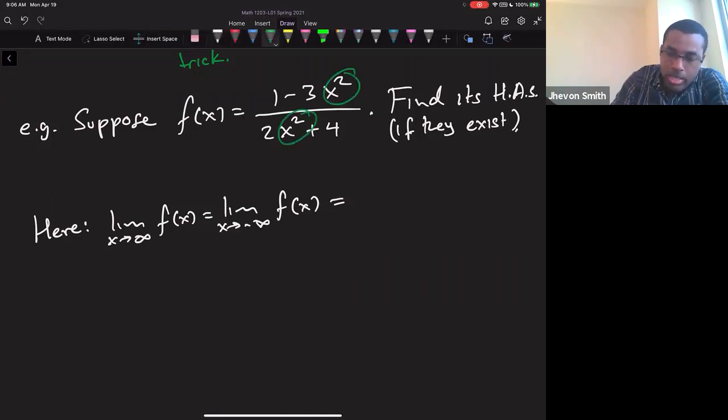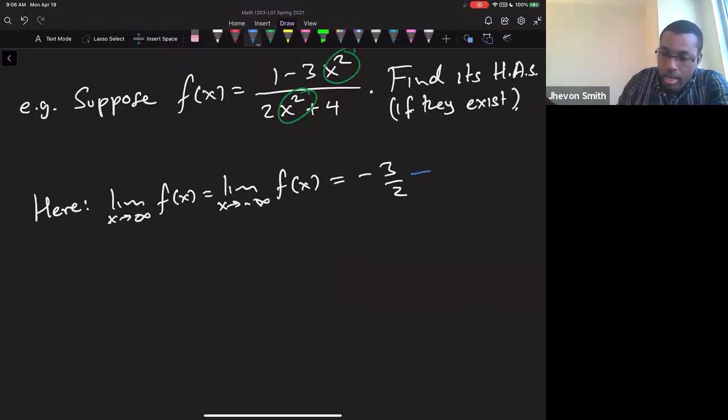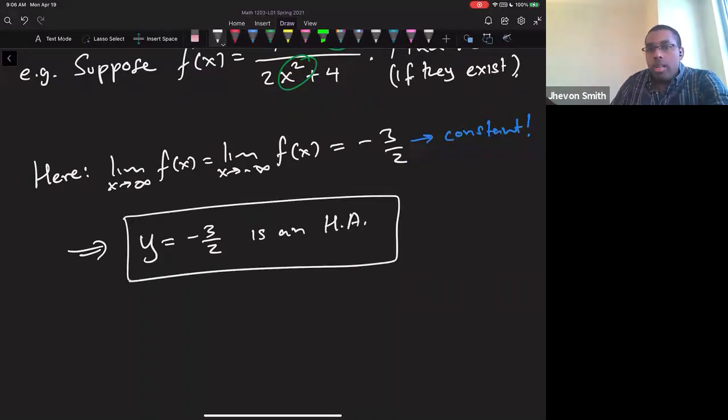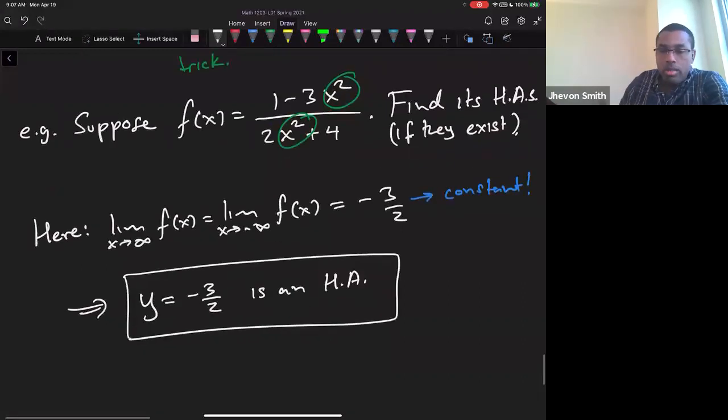Highest power on the top and bottom are the same. So the limit will go to the ratio of the coefficients. Minus 3 over 2 is the answer. That is a constant. And so this means that y equals minus 3 over 2 is an HA. That's it. We took the limit. We got a constant by just looking at the highest powers, because that's what we do with ratios of polynomials, and we make a conclusion based on that.